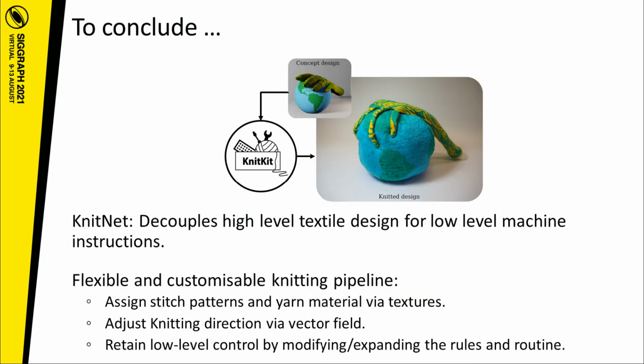To conclude, we presented KnitKit, a flexible and customizable knitting pipeline that allows us to assign stitch pattern and yarn material using textures. It also allows us to customize the knitting direction via a vector field and retain low-level control over the knitting process by modifying and expanding the action rules and routines.